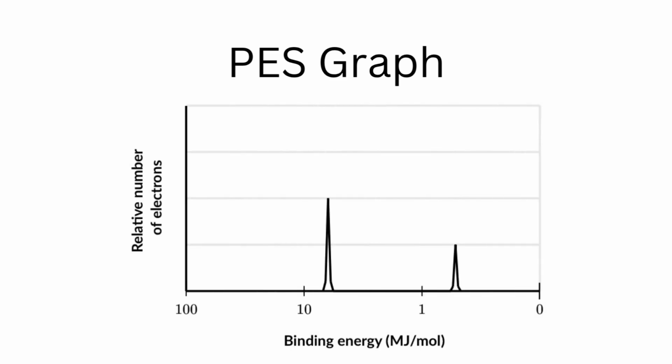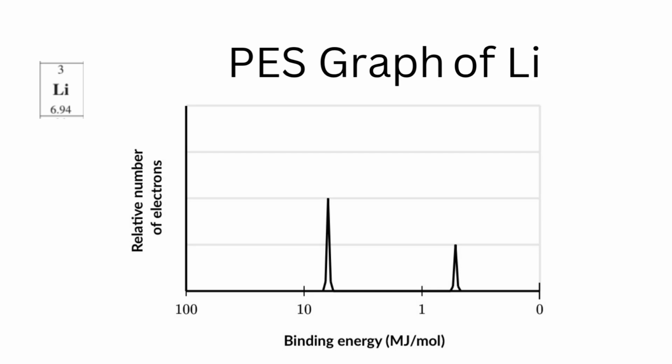What do PES graphs show? PES data is shown as a graph. X-axis: binding energy, how strongly each electron was held. Y-axis: relative number of electrons, peak height. Each peak tells us where electrons are, which sublevel, how tightly they are held, and how many electrons are in each level. Example: PES of lithium, 1s² 2s¹.